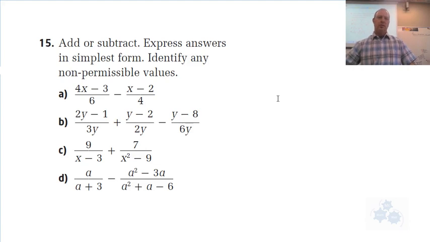Okay, so let's do this, add or subtract. Let's take a look at B. B looks like, well, B or D, I don't know. Let's do D. D is probably the more complicated one, so let's do D. So what are we looking at? We're adding or subtracting, simplest form, non-permissibles. Good.